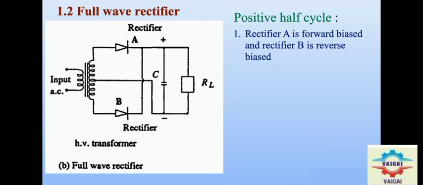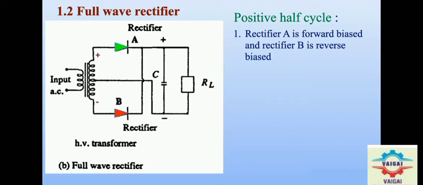During the positive half cycle, diode A is forward biased and diode B is reverse biased, which is shown in the figure. The terminal near the anode of A becomes more positive compared to the terminal near B. Diode A is forward biased and the current flows via A, and diode B is reverse biased.